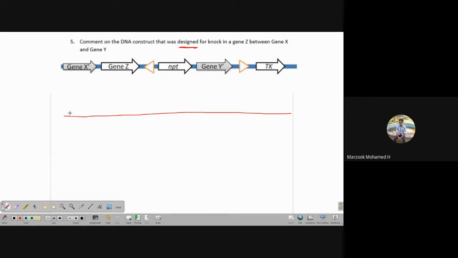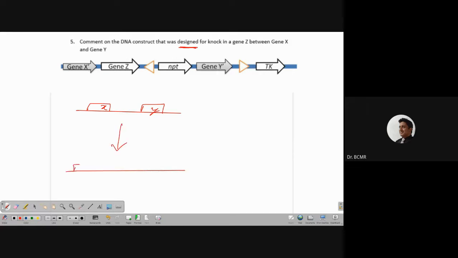Sir, you want gene X, gene Z, gene Y alone and not others. Yes. So the original one has X and Y, and what we want eventually is to have X, Z included, that is the human gene. Assume that we want to insert gene Z between X and Y and nowhere else. That's the full question. We want only gene Z to be integrated and nothing else and nowhere else. So how do we get that?